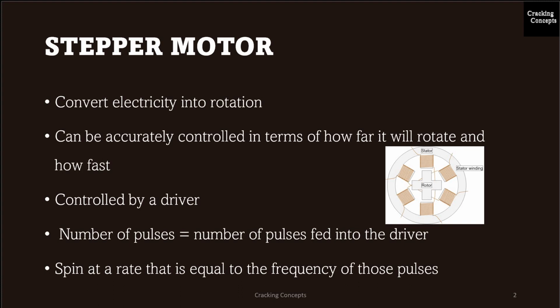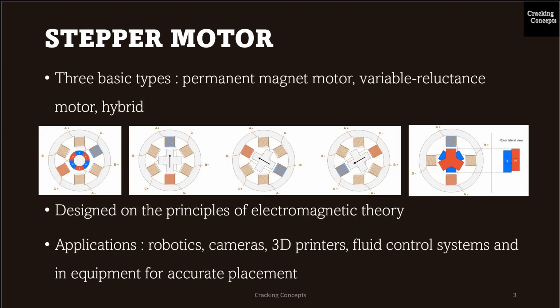Now looking into the different types of stepper motors, we have the permanent magnet motor, the variable reluctance motor, and the hybrid motor. Stepper motors are designed based on the principles of electromagnetic theory in order to make a motor turn a precise distance when a pulse of electric current is applied.